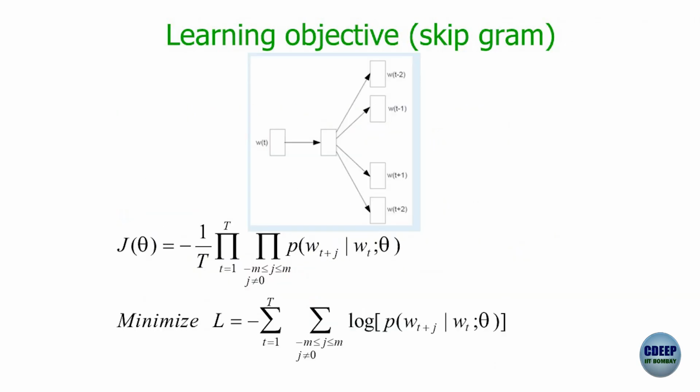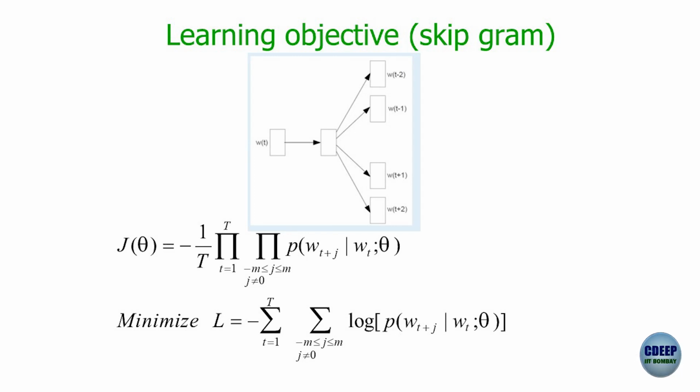Okay, let's proceed. Now, what is the learning objective in skip-gram? We know that in skip-gram, we try to maximize the probability of getting the contextual words, their one-hot vectors, given the target input word. How do we get probability out of a neural network? We get it by softmax. Softmax is the mechanism by which we get a probability distribution. Now I'll directly come to the loss function.